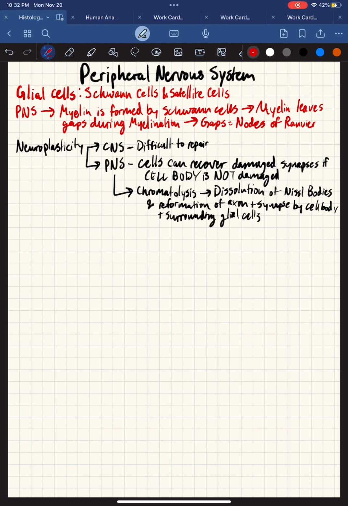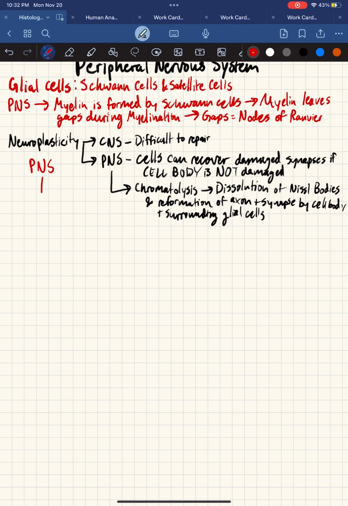Now, quick crash course onto the parts of the PNS, the peripheral nervous system, because in this specific nervous system, there's actually sub-nervous systems. So the PNS actually splits up into other nervous systems. So you've actually got the PNS, which breaks down into the autonomic nervous system, and then that breaks down into the sympathetic nervous system, the parasympathetic nervous system, and the enteric nervous system.